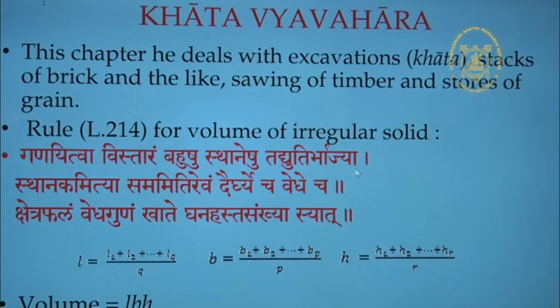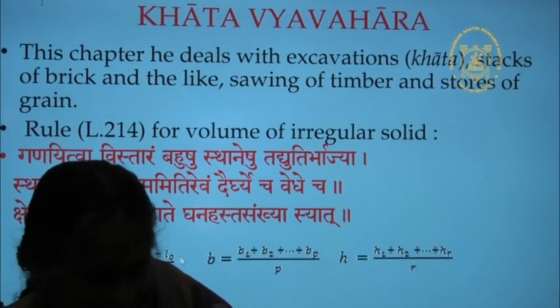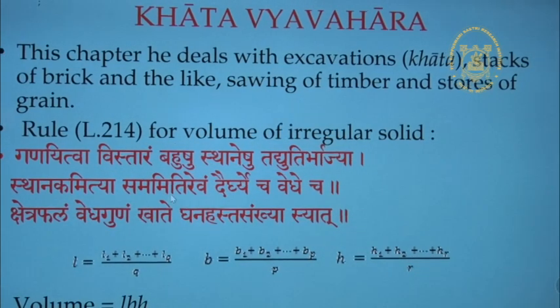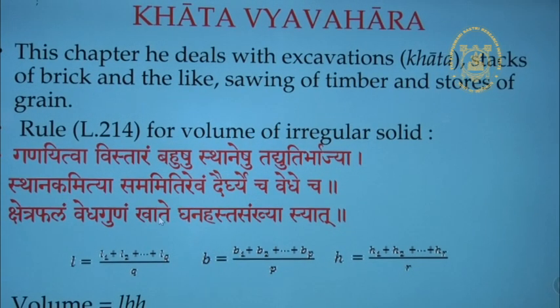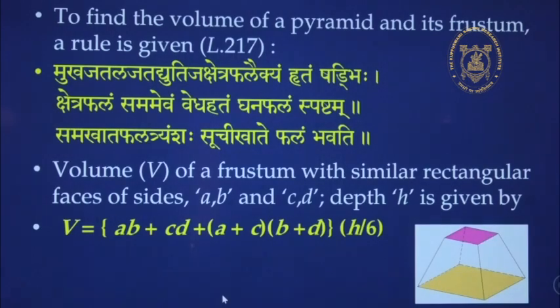Then, Khatavyavahara also forms part of geometry. Khata is an excavation or a ditch dug in the ground. To find its volume, if there is an irregular solid, he says you calculate the length in several places, add them and divide by the number of places, which gives the average length. Similarly, the average breadth and average height are found out, then the volume is l into b into h.